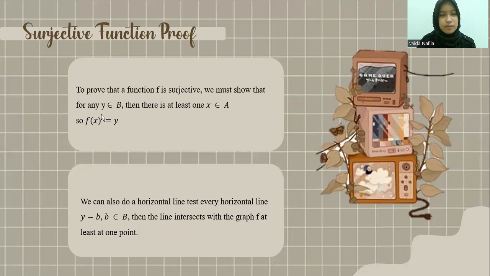The next, surjective function proof. To prove that a function f is surjective, we must show that for any y element B, there is at least one x element A so that f(x) equal y. If we use Geogebra, we can also do a horizontal line test. Every horizontal line y equal b, b element B, intersects the graph of f at least at one point. In other words, minimum at one point. Okay, let's go to Geogebra.